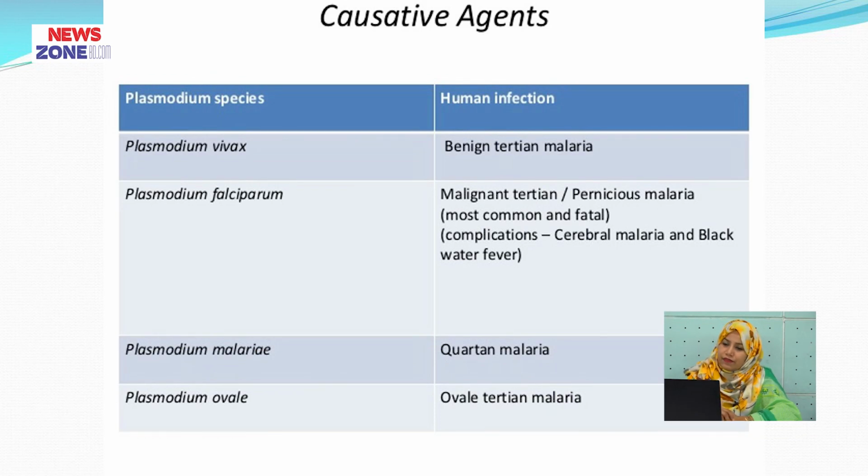Now, what are the causative agents? The Plasmodium species that cause human infection. Plasmodium vivax causes benign tertian malaria in humans. And Plasmodium falciparum causes malignant tertian malaria or pernicious malaria. It is the most common and most fatal. It may lead to cerebral malaria and blackwater fever also. Now, Plasmodium malariae causes quartan malaria, and Plasmodium ovale causes ovale tertian malaria.